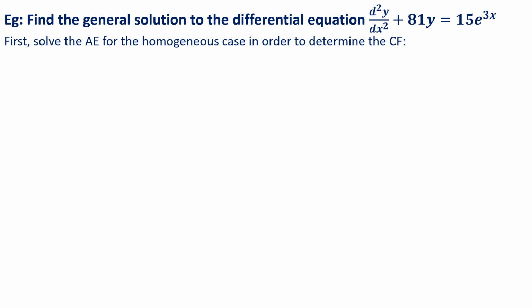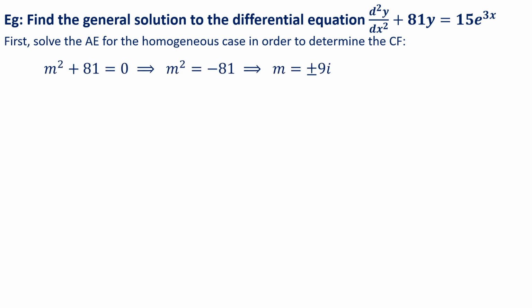In particular, a common mistake is because we've got 81y, it's easy to assume that's going to become 81m, but actually y is the 0th derivative of y. We've not differentiated at all, so that corresponds to the constant term. Dy by dx will correspond to m to the 1, and d2y by dx squared will correspond to m squared.